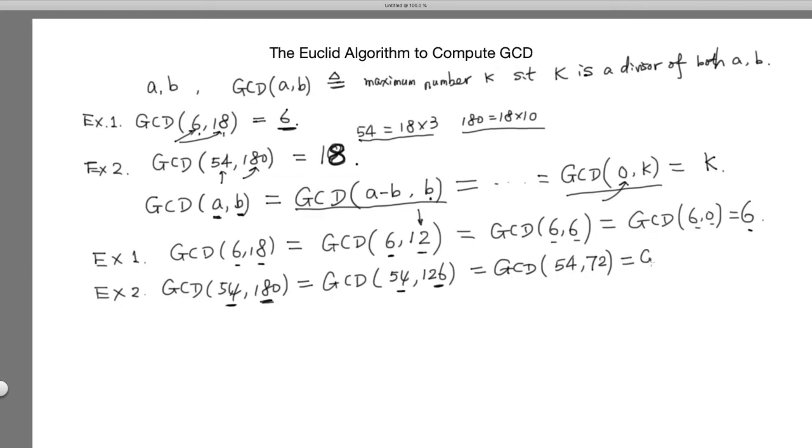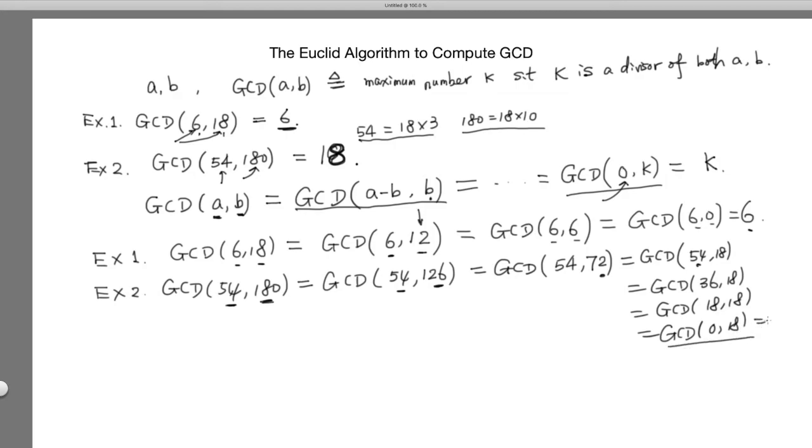Again, 72 is the large number, replaced by the difference: 54 and 18. Now 54 becomes the large number, replaced by the difference. So 36 and 18, then GCD of 18 and 18. You see this is near the end. GCD of 0 and 18, and you stop. This equals 18. When you see a 0, you stop.